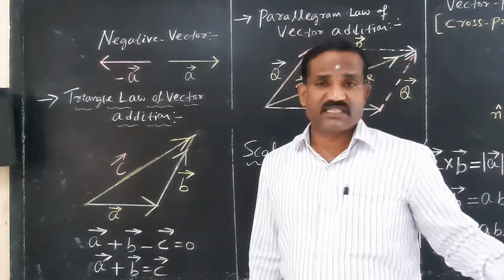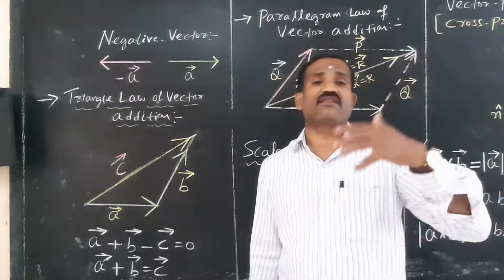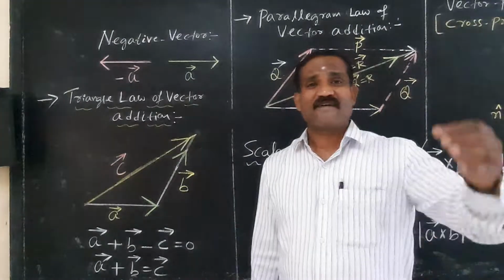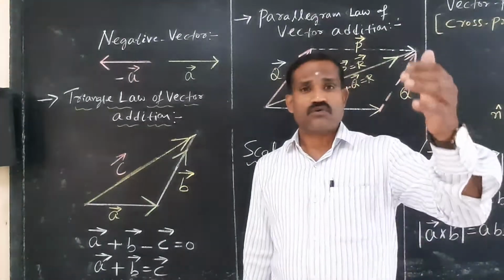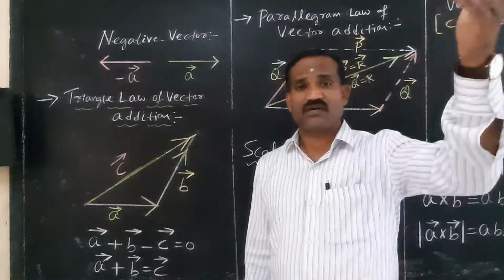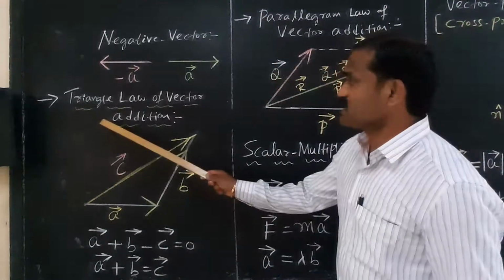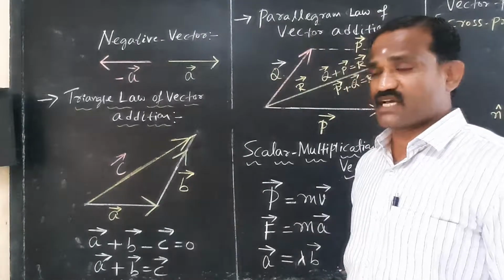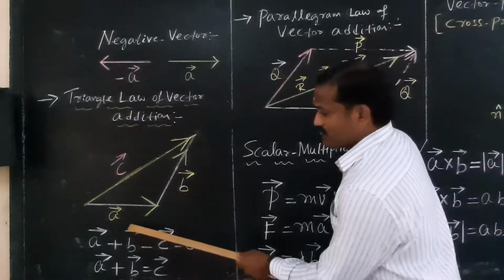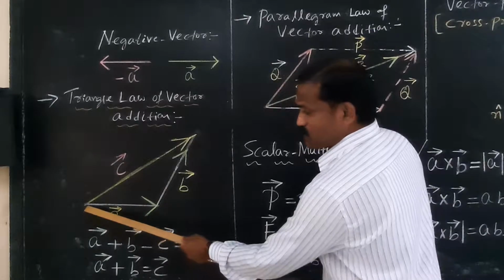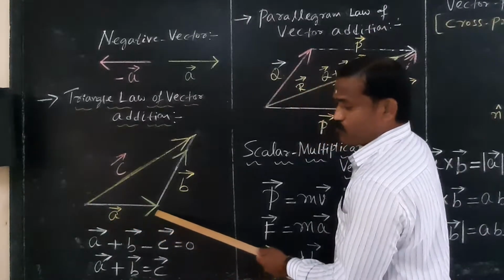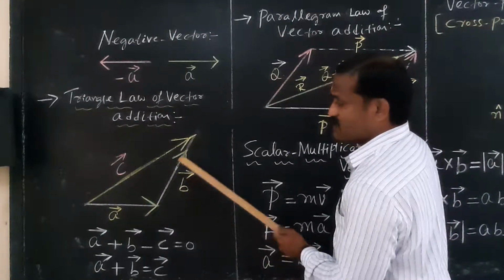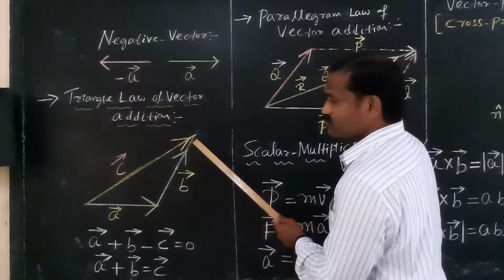Ordinary mathematical addition is different from vector addition. How to add the two vectors? Certain rules of vector algebra we have to apply here. There are two rules for vector addition. The first one is the triangle law of vector addition. Please observe carefully. This is a vector A. Its initial point is here. Its terminal point is here. This is vector B. Its initial point is here and its terminal point is here.